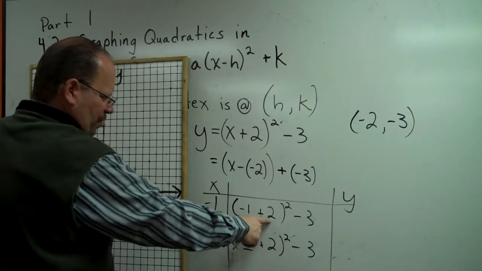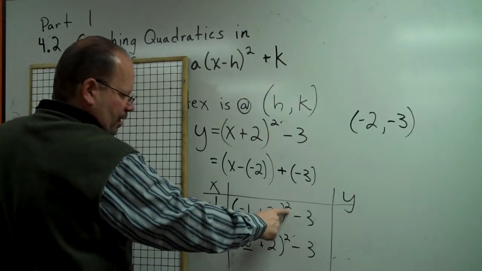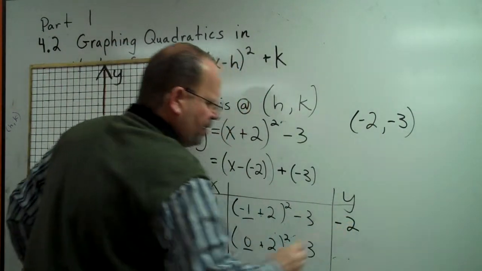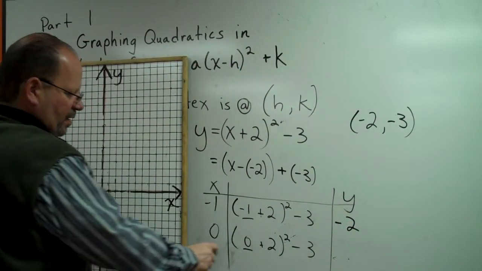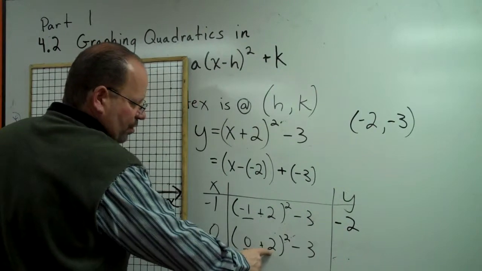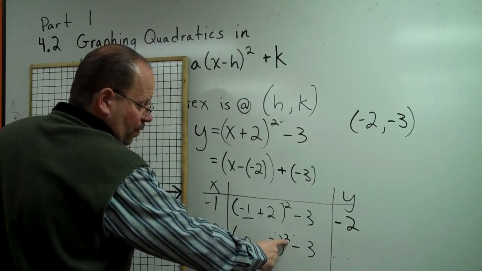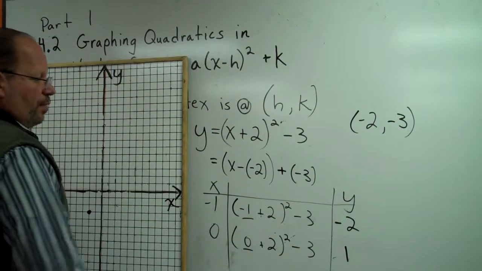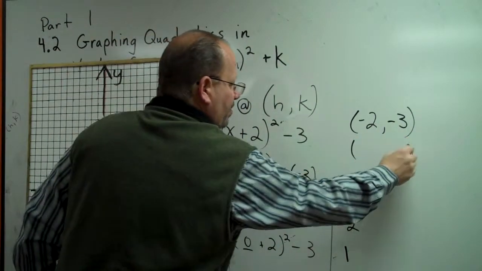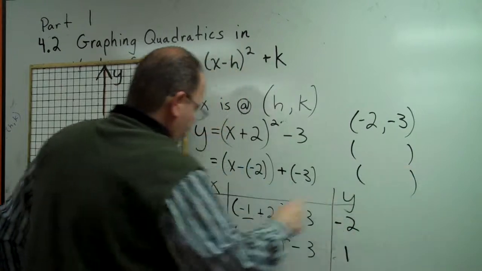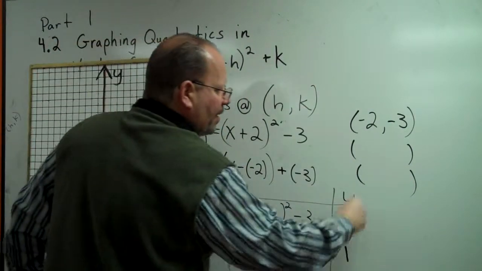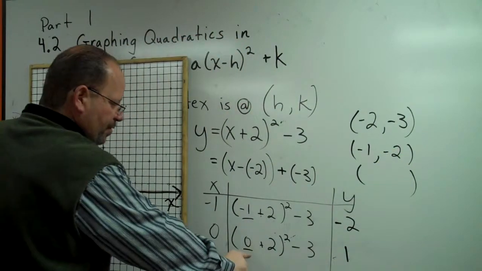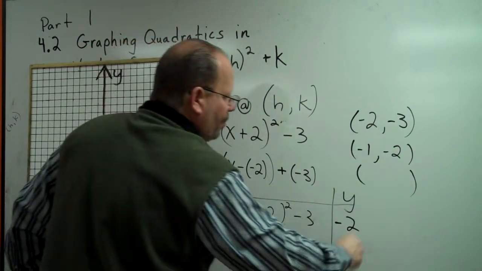Let's not forget to square this. Negative 1 plus 2 is 1. Squared is 1. Minus 3 is negative 2. 0 plus 2 is 2. Squared is 4. Minus 3 is 1. And so we've found 2 more points. We've found the point negative 1 comma negative 2, and we've found the point 0 comma 1.